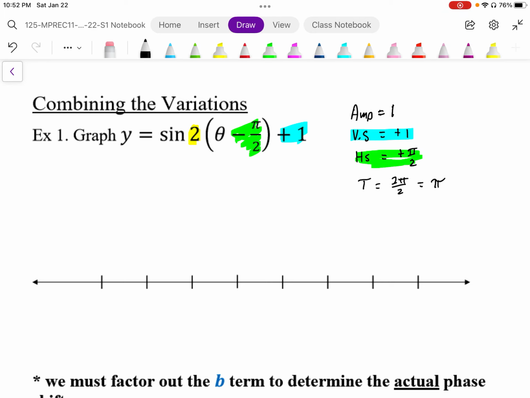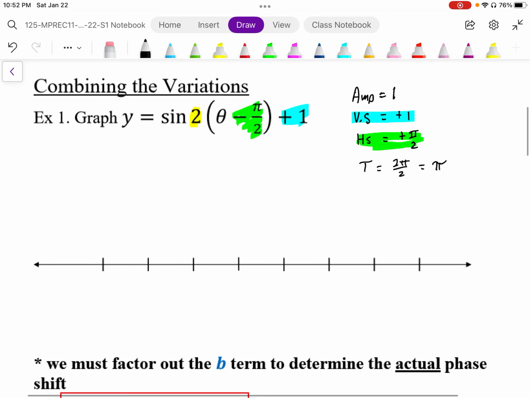So we want to first of all get the vertical shift. It's +1. And when we draw in our vertical shift, we want to just be aware of the amplitude because we're going to have to fit in the amplitude relative to that vertical shift. So that's going to be y equals +1. There's a vertical shift. Our horizontal shift is plus pi over 2.